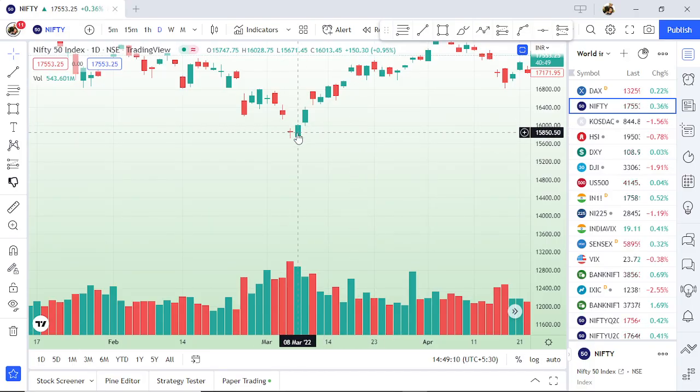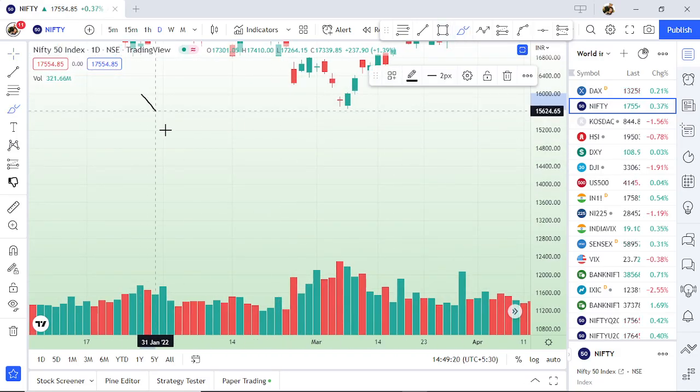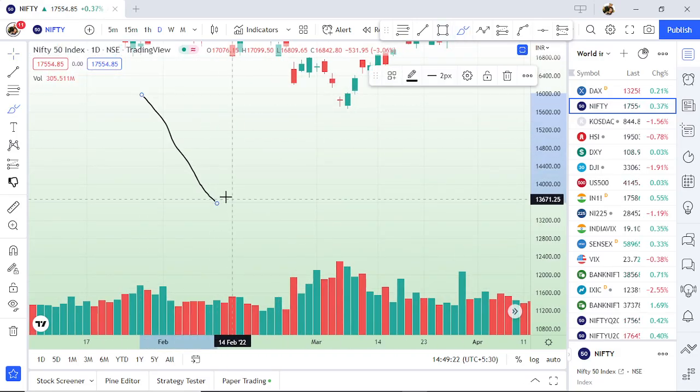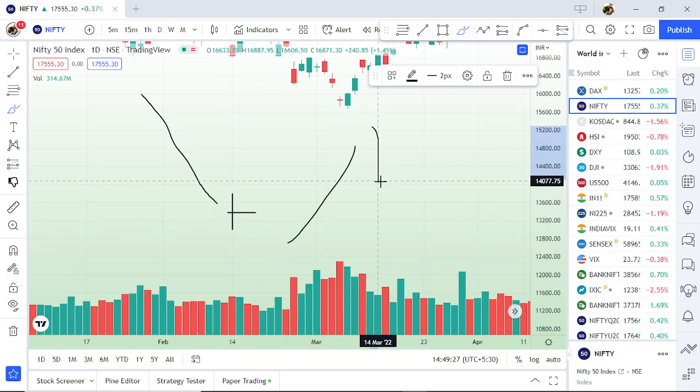Because here buyers have taken control. Okay, so when does this doji usually form? And when do we consider this doji? When the market is in a downtrend, a doji can indicate that the trend is going to end, and in an uptrend a doji can also indicate that the trend is going to get over.